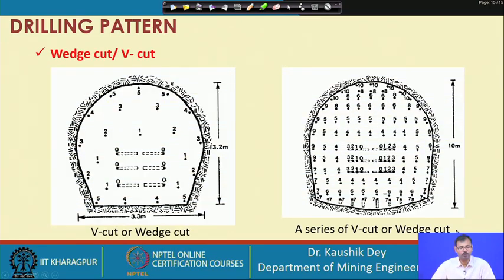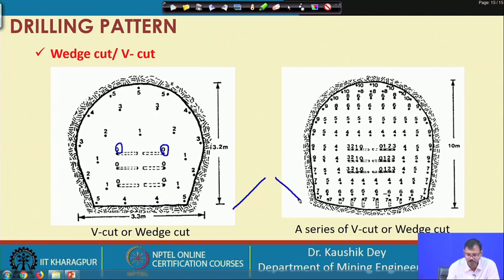So, let us first discuss the wedge cut or V cut, where a wedge is formed centrally to create the free surface. If this is the tunnel cross-section area or drift cross-section area, we have to create this drilling. If we observe the plan view like this, the hole ends are trying to meet each other, and you can see the extensions in this direction. That is why these holes are drilled in an inclined manner.